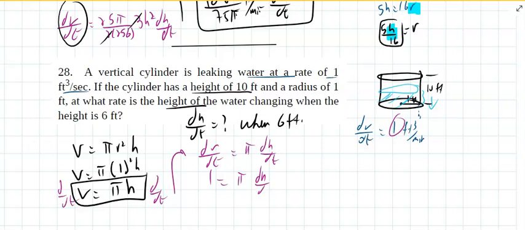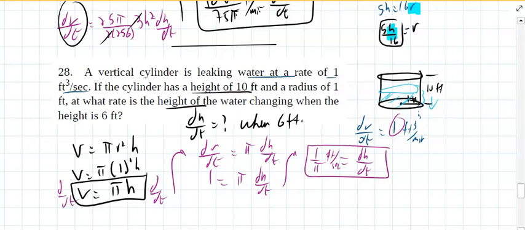This is dh/dt. So if I divide both sides by pi, guess what? dh/dt will end up being 1 over pi. It's independent of the radius because the radius is fixed in this case. And the units for the height, if we're talking about volume being cubic feet, that's feet per minute. So it's a lot simpler than a cone. Cones and pyramids are a bit of a challenge.